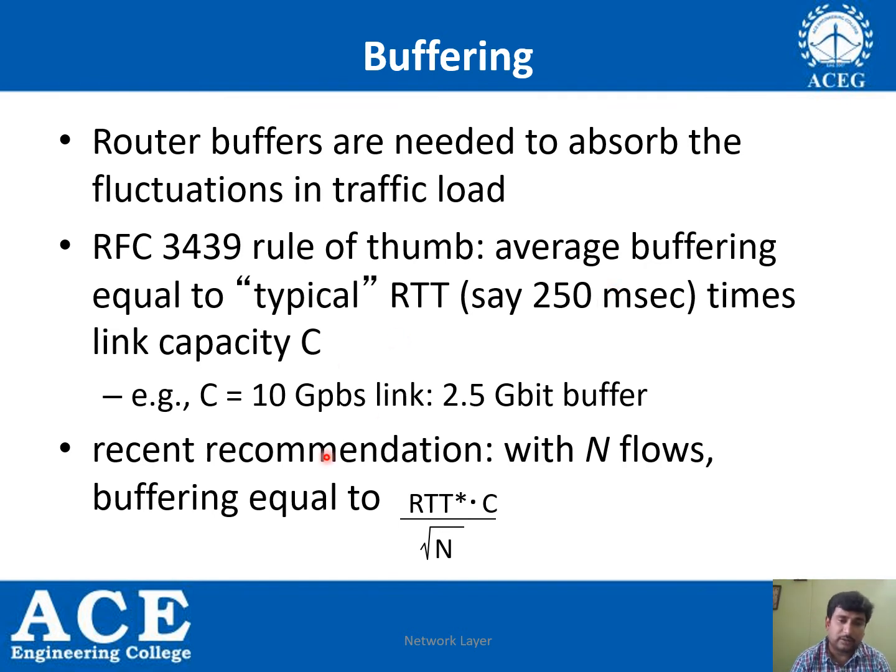which is required. So for example, if the capacity of the link is 10 Gbps and the round trip time is 250 milliseconds, the average buffering required is the product of C into RTT, which is nothing but 10 Gbps into 250 milliseconds, which will give us 2.5 gigabit of buffer required. A recent recommendation is, with N number of input flows, the buffering is equal to C into round trip time, which we have discussed, divided by the square root of capital N, where N indicates the number of input ports or output ports.